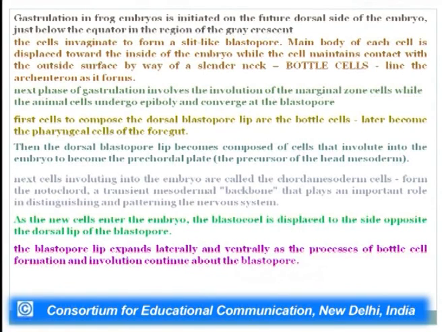and the blastopore lip then expands laterally and ventrally as the process of bottle cell formation and involution continue about the blastopore, and then eventually the entire ring-like blastopore is formed, and all the endodermal cells have been internalized. The mesodermal cells have been placed in between the ectodermal cells, and the ectodermal cells grow by epiboly.